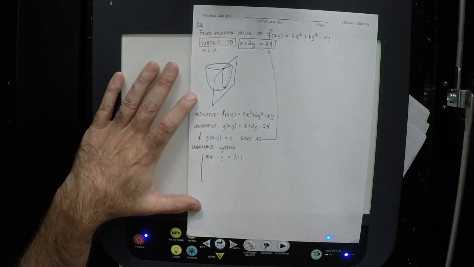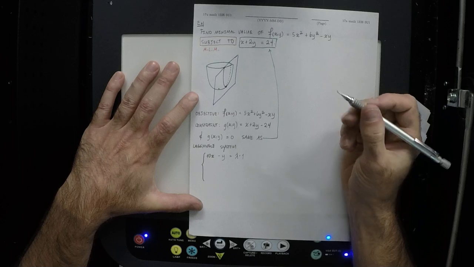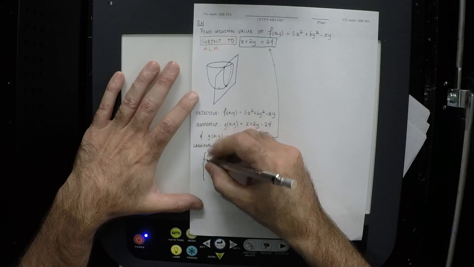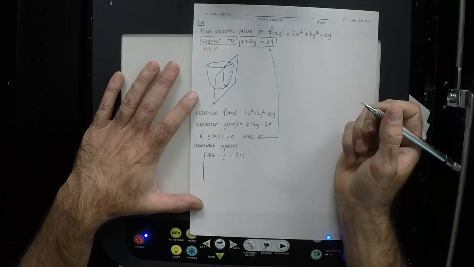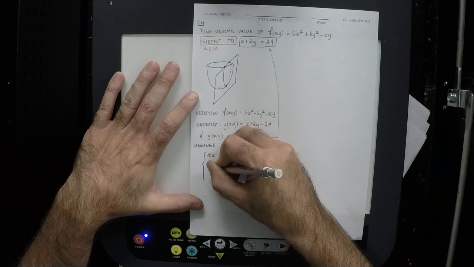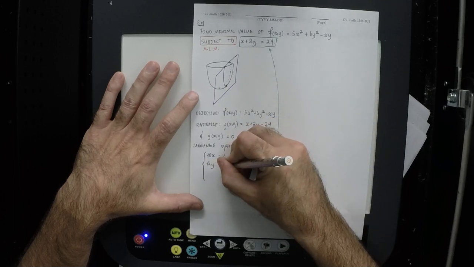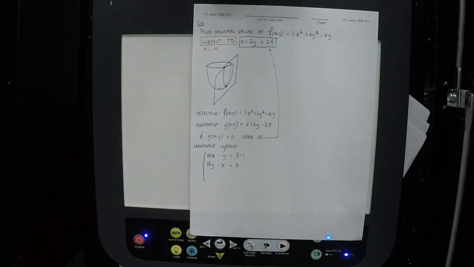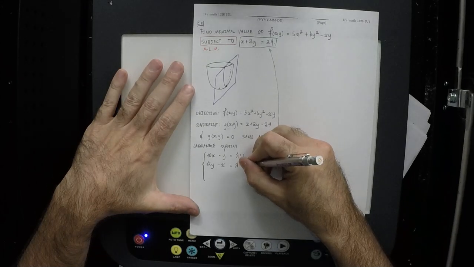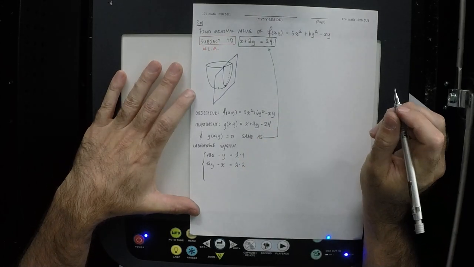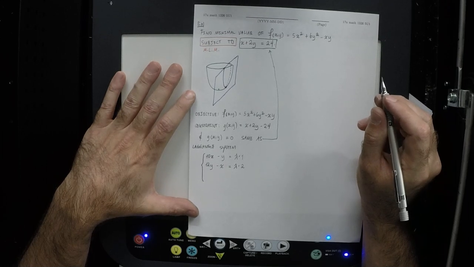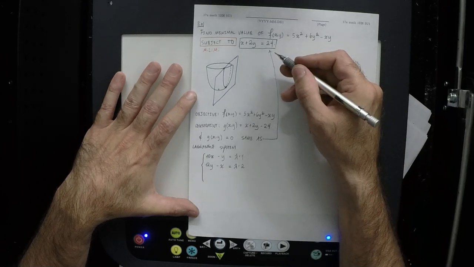Okay. Now, what's the y partial of the objective? Good, 12y minus x. And this should be equal to lambda times the y partial of the constraint. What's the y partial of the constraint? 2. And then what's the last equation? It's the constraint.